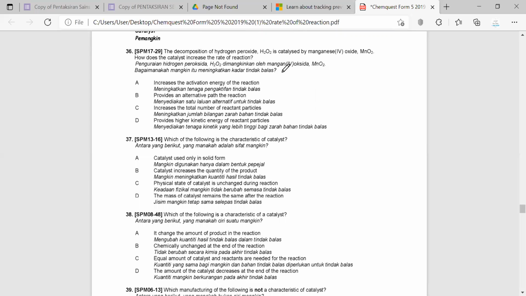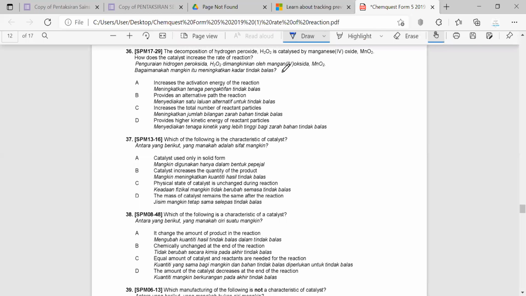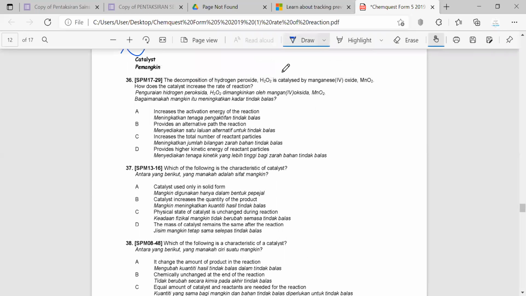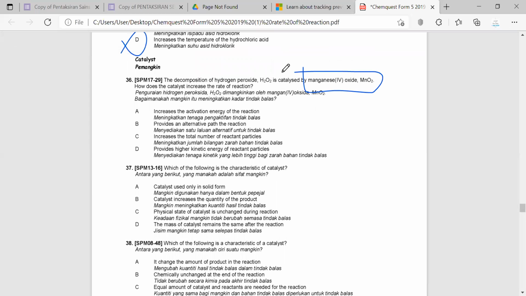Okay, hydrogen peroxide cannot be decomposed by itself. I must use manganese 4 oxide. This is my catalyst. Catalysts, they're very specific. Okay, one girlfriend to one boyfriend. Jangan one girlfriend tu ramai boyfriend ke one boyfriend tu ramai girlfriend. Tak boleh. Dia kena ada satu sahaja. Okay, so how does the catalyst increase the rate of reaction? What is my reasoning for it? B. B betul. Correct. I will provide an alternative pathway. It lowers the activation energy.